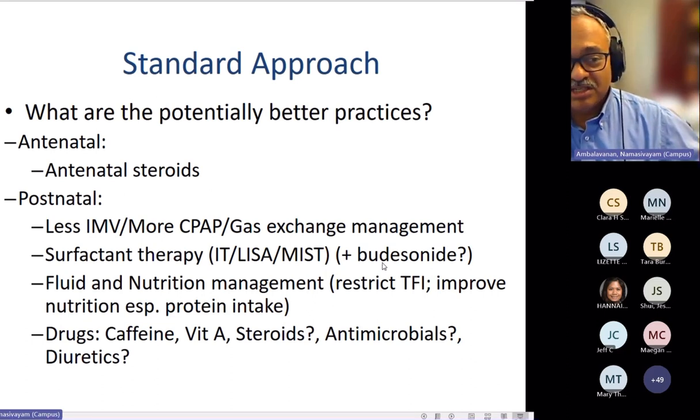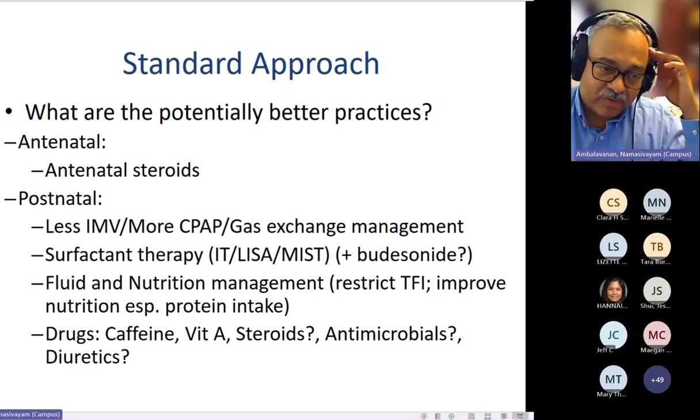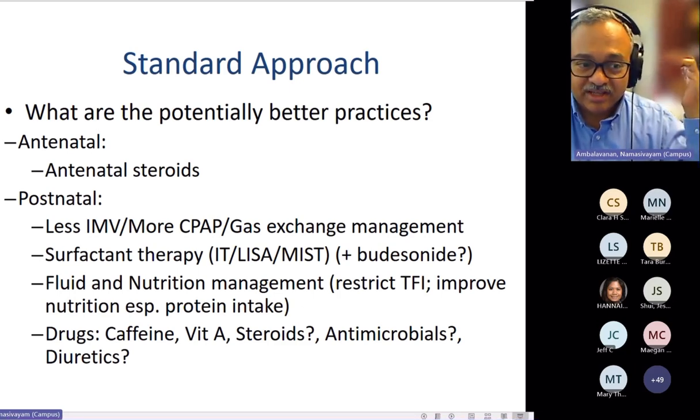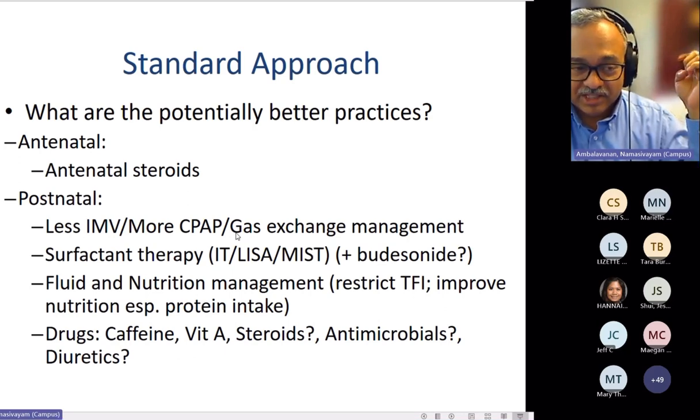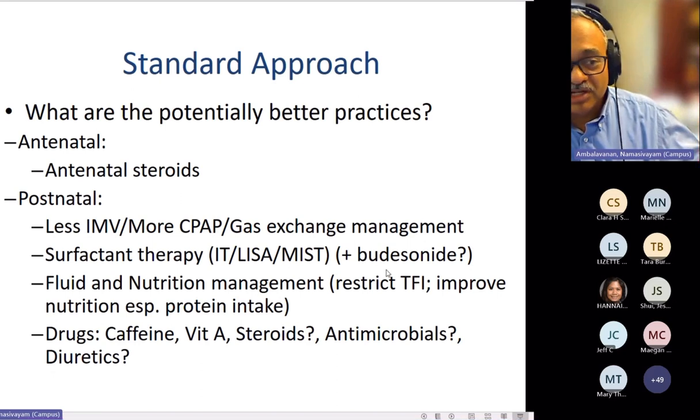And there is some interest in giving it with budesonide. For example, Dr. A from Taiwan has done some trials on that, and Brett Manley and others from Australia have done the PLUSS trial. I'm doing the BiB trial, the Neonatal Research Network. So there are multiple trials going on with that.